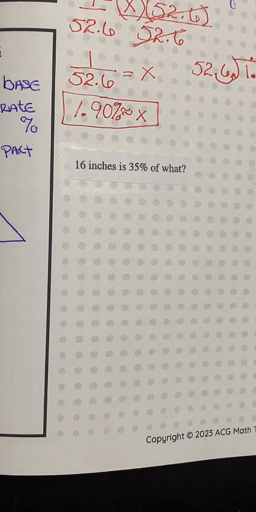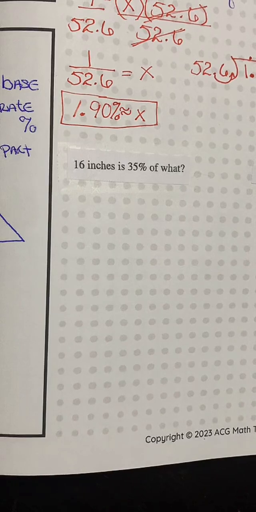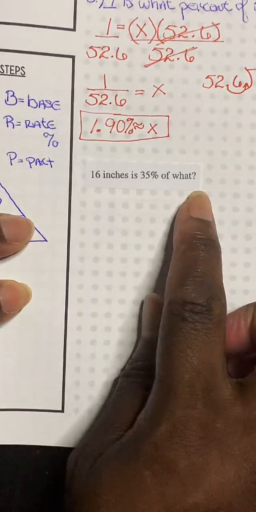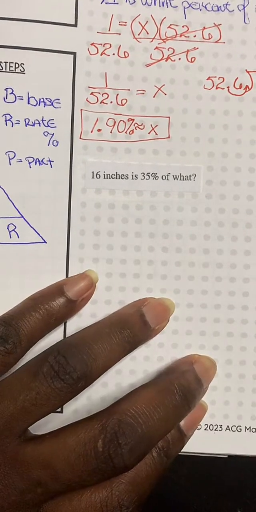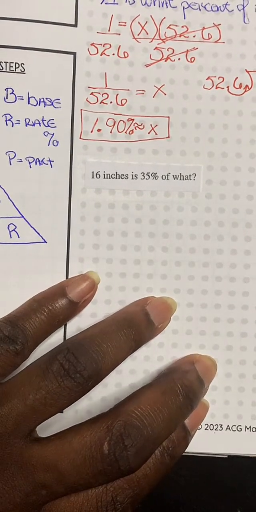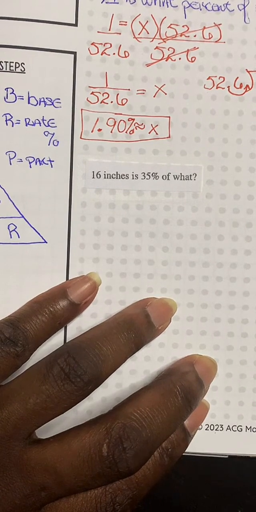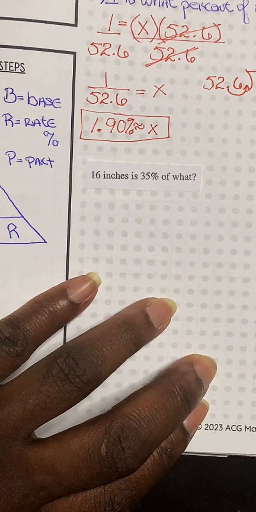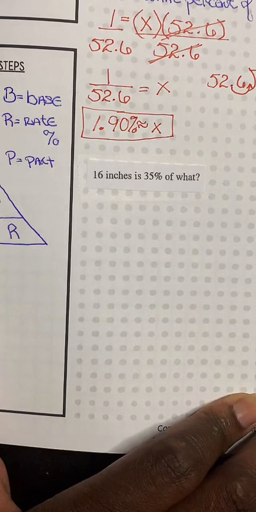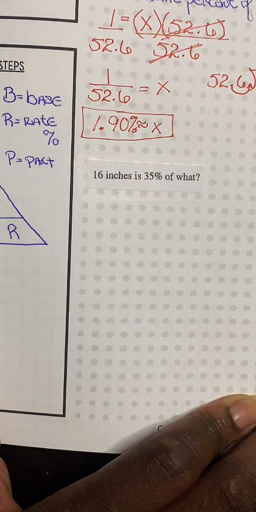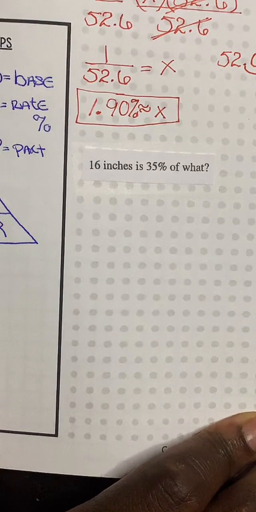But see, here's the thing. You're doing exactly the same thing. It's exactly the same process. They can use any kind of metrics. They can use interest. They can use pricing. They can use cattle, whatever they want. It's going to be the same process. All right. So we have 16 inches is 35% of what?